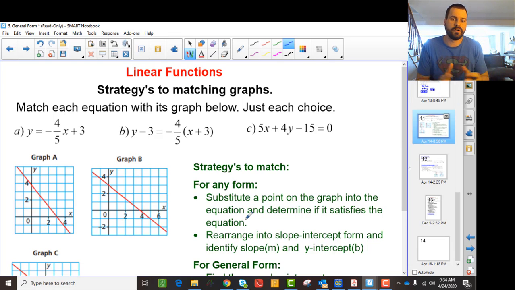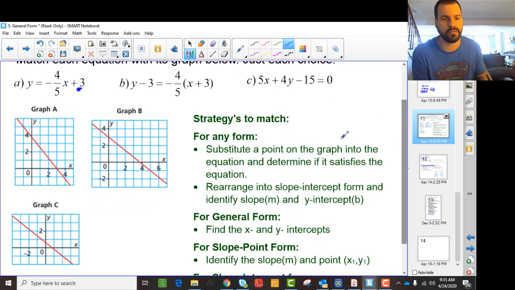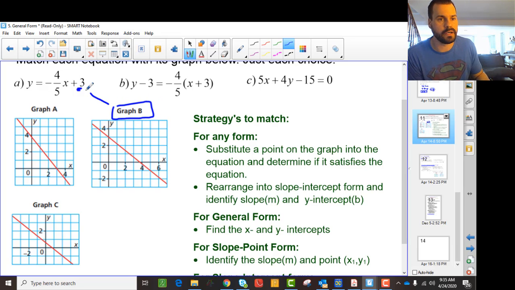All right, so we're just going to try to tie this all together by saying there's three different equations. They're in three different forms. So the question is, how do I match each one? So the first thing I'm going to recognize is this guy, I know the y-intercept right away. So I look for the y-intercept of 3. Okay, that's the piece of information I get right away. And that is graph B. Okay, that has a y-intercept of 3. The other two do not. So I've automatically got that one.